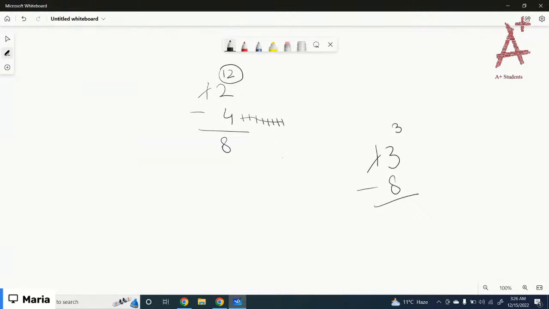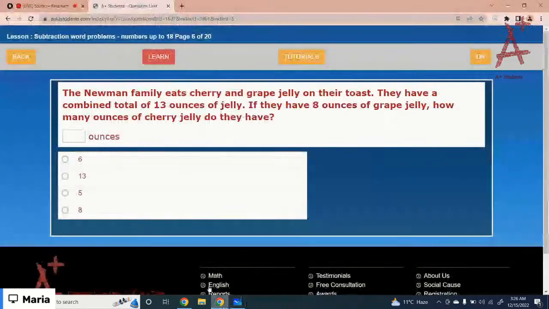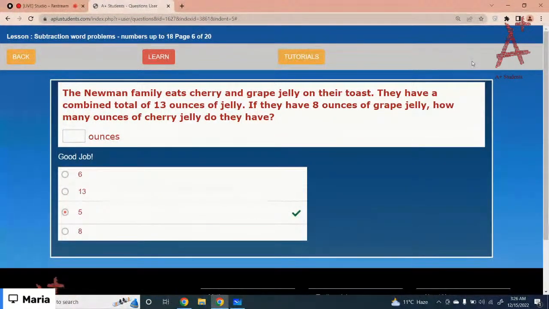You already have 3. You have to borrow 1, so it makes 0 over here and 1 over here. So it makes 13. 13 take away 8: 9, 10, 11, 12, 13. So it makes 1, 2, 3, 4, 5. That means 13 take away 8 equals 5. Got it? So 13 take away 8 is 5. Just select the correct option and click on the OK button.